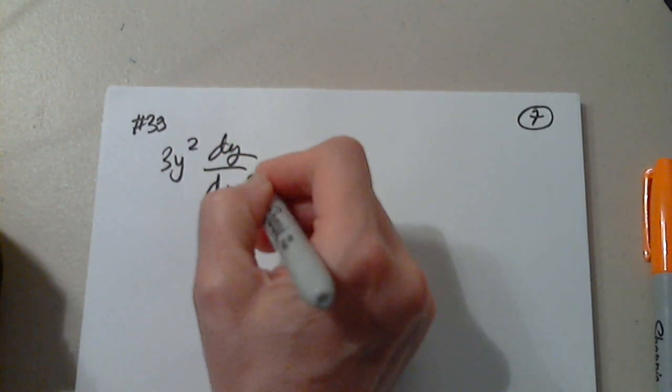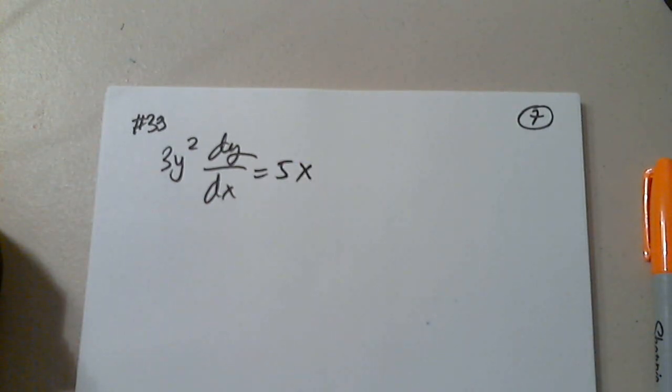3y squared dy over dx equals 5x. Did I copy from 2 problems? Sometimes I do. No, I think I'm okay. Excellent. Good. What will be the first step here? What do we need to do first, by simply looking and inspecting this?